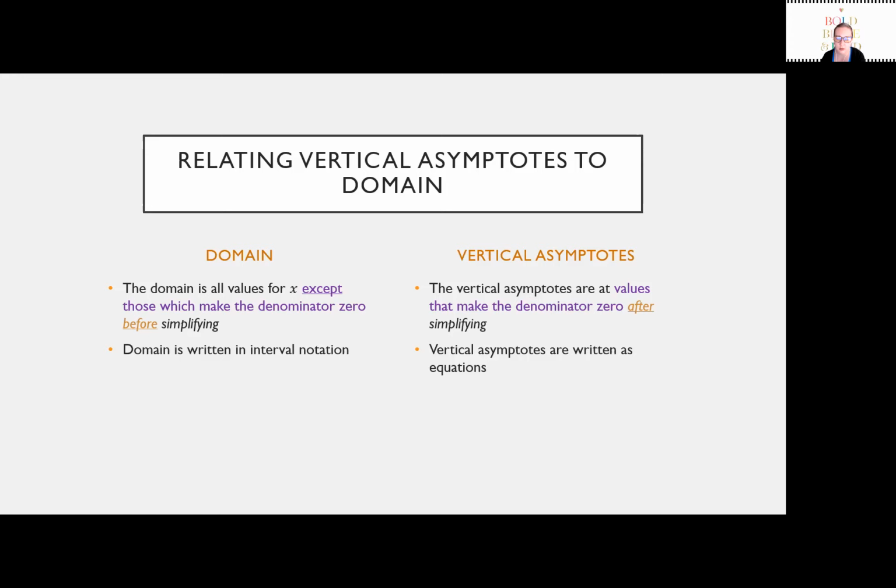And with the domain, your values are not allowed. So it's like a not equals to part, and you write your answer in interval notation. For vertical asymptotes, you just set it equal to, and then you get an equation. You have an x equals a number for your vertical asymptotes. So the process is nearly the same, but how you give your answer is different depending on whether you're being asked for the domain or the vertical asymptote. And also when you set the denominator to 0 is different. So just keep that in mind, because I see a lot of people get confused between the two. Like if they find the domain after they simplify, but you're supposed to find it before you simplify, things like that.